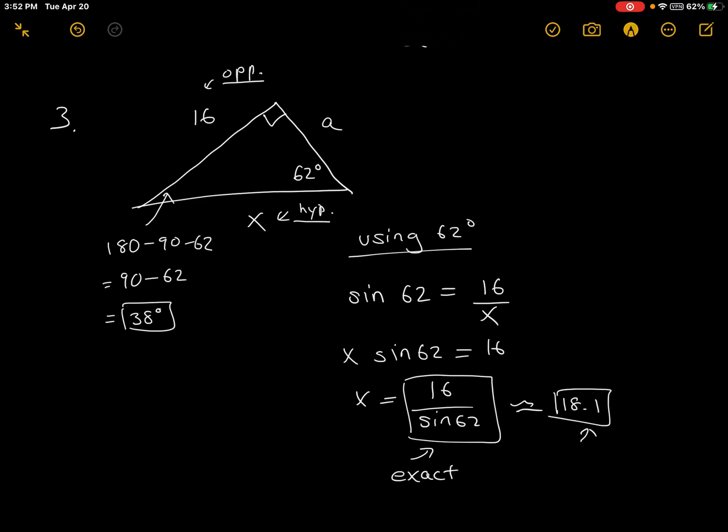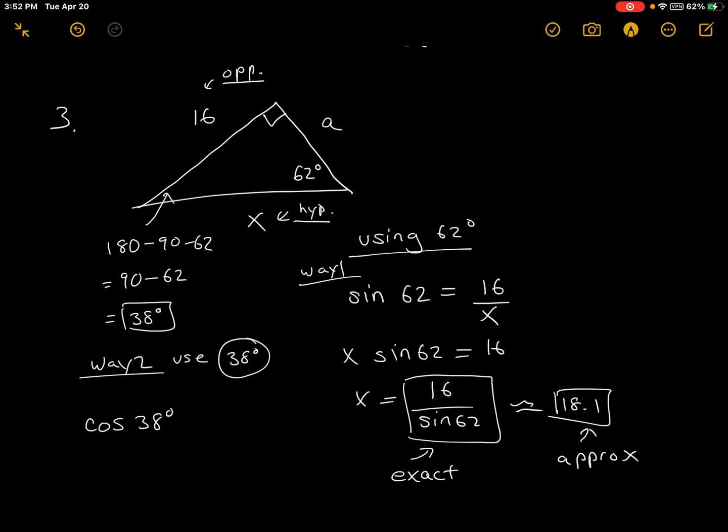All right, so again, I want to emphasize this is just one way of solving for x. Just to show you what I mean, what if you used the 38 degrees, right? If you use 38 degrees and you want to solve for x, the 16 is adjacent, right? So you could have said cosine of 38, right? Because this angle is 38 degrees.